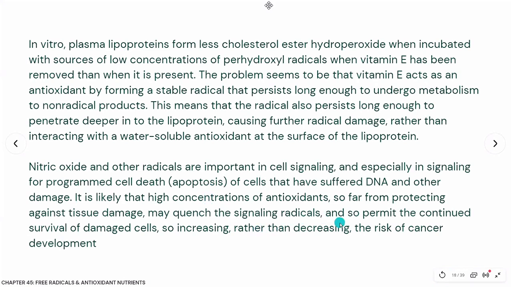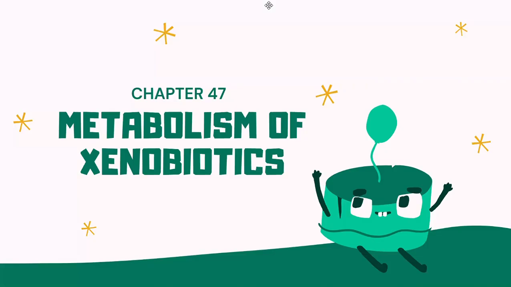And so it permits the continued survival of damaged cells, increasing rather than decreasing the risk of cancer development. Because cells that are programmed to die or to be destroyed usually have damaged DNA. And damaged DNA always produce mutations. Okay? That's your free radicals. The next one.